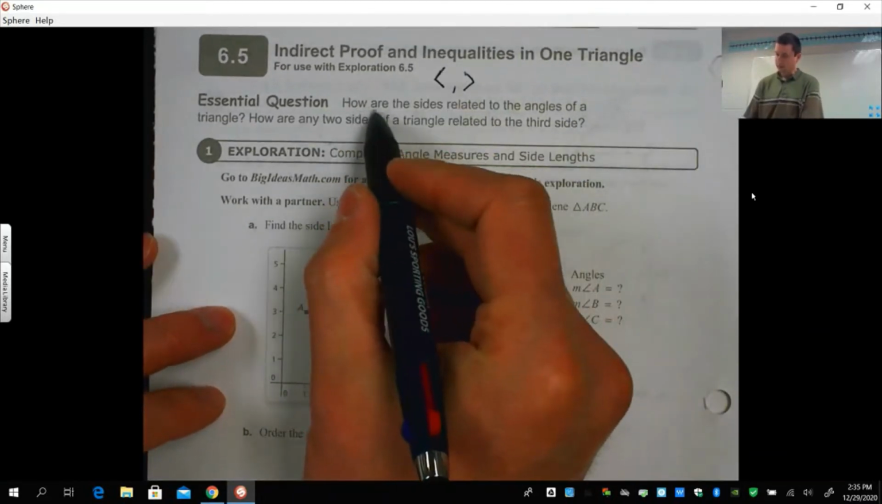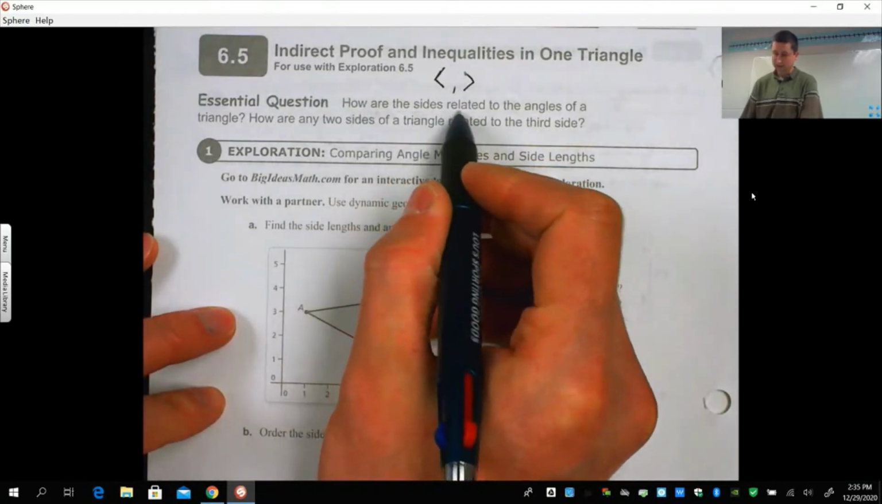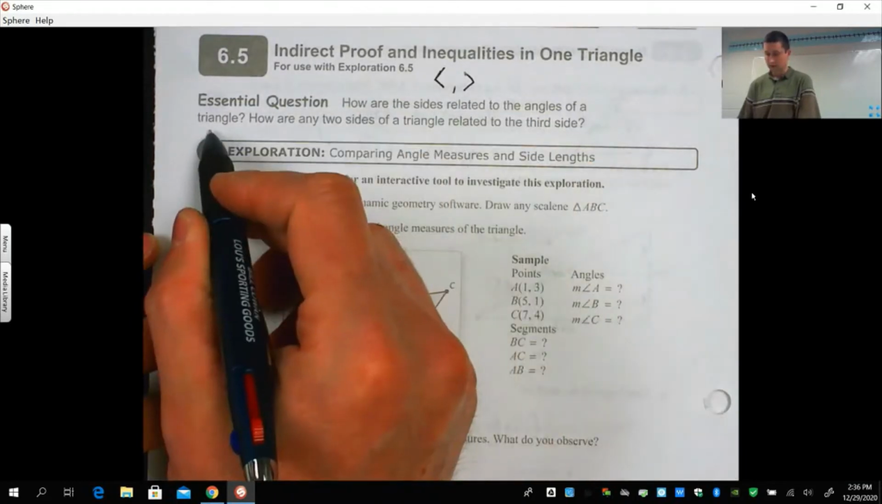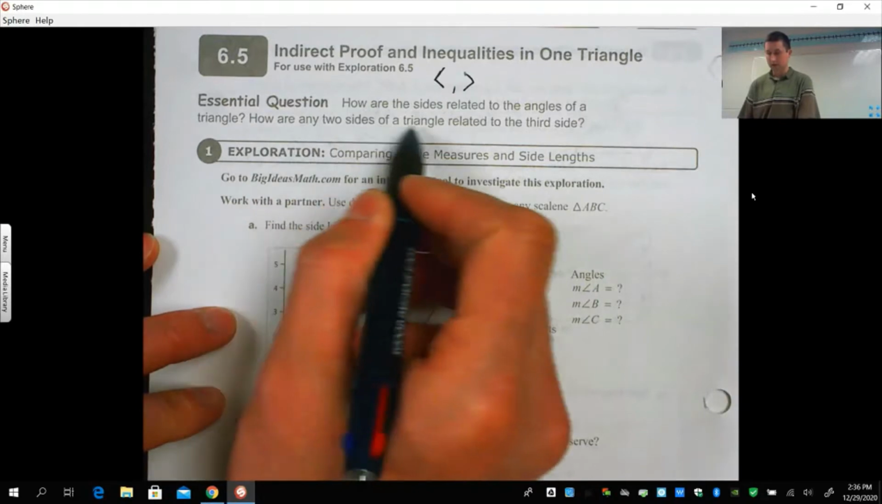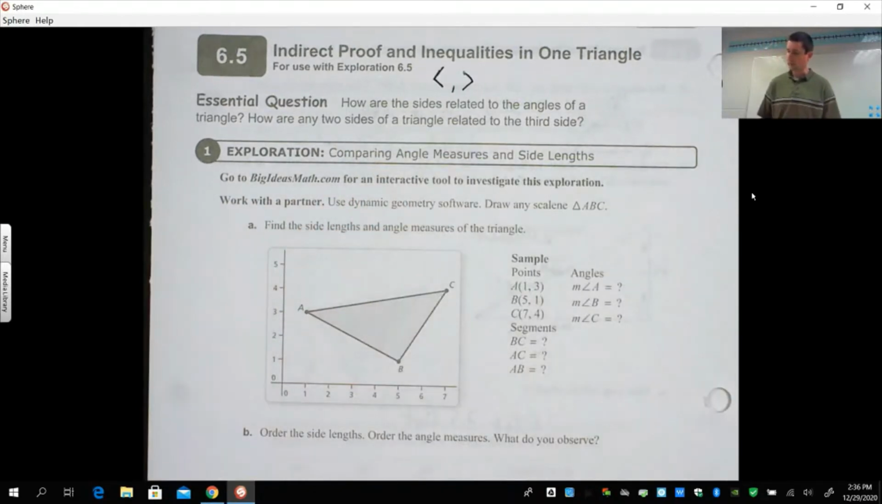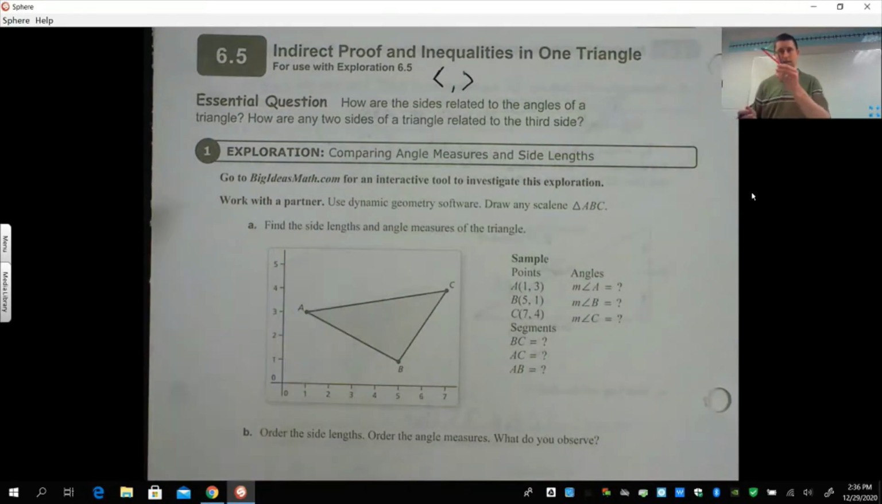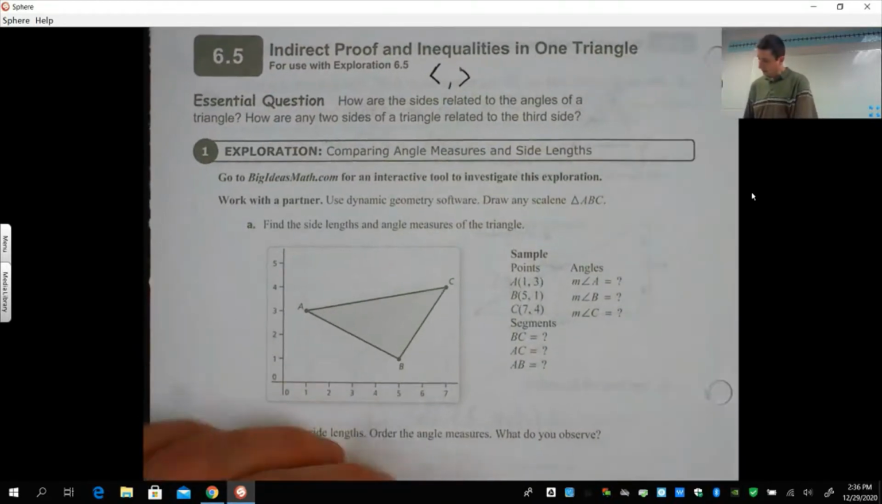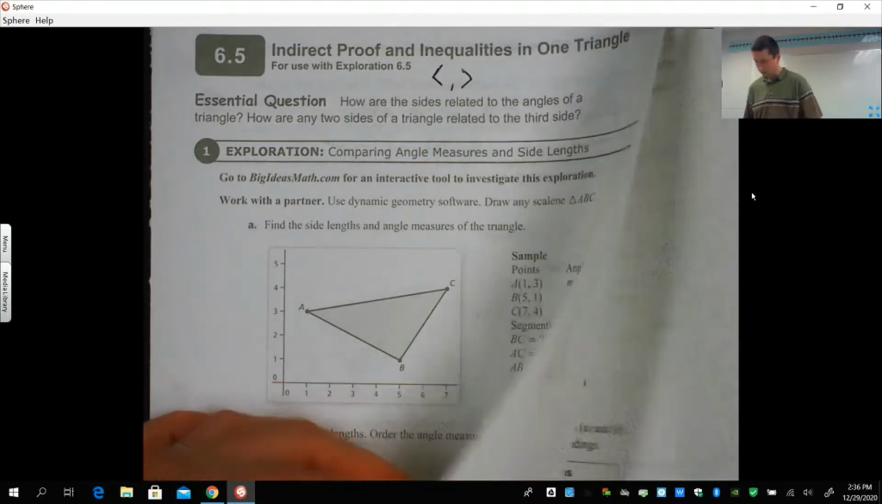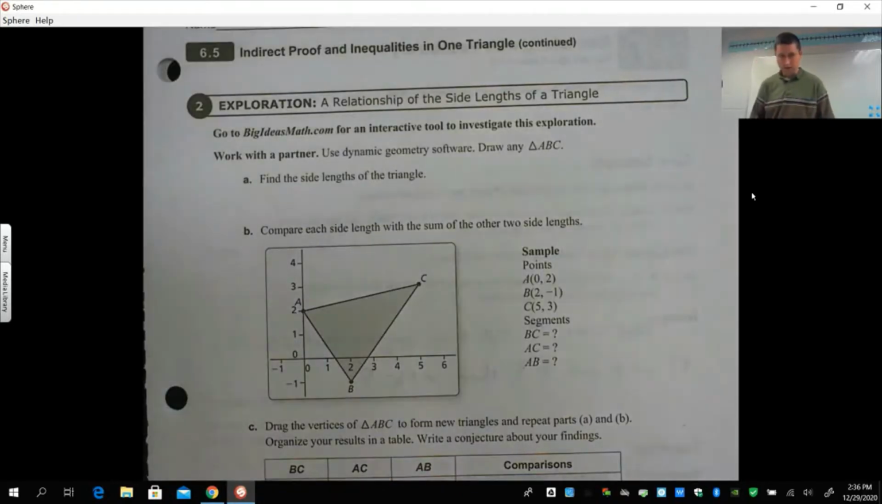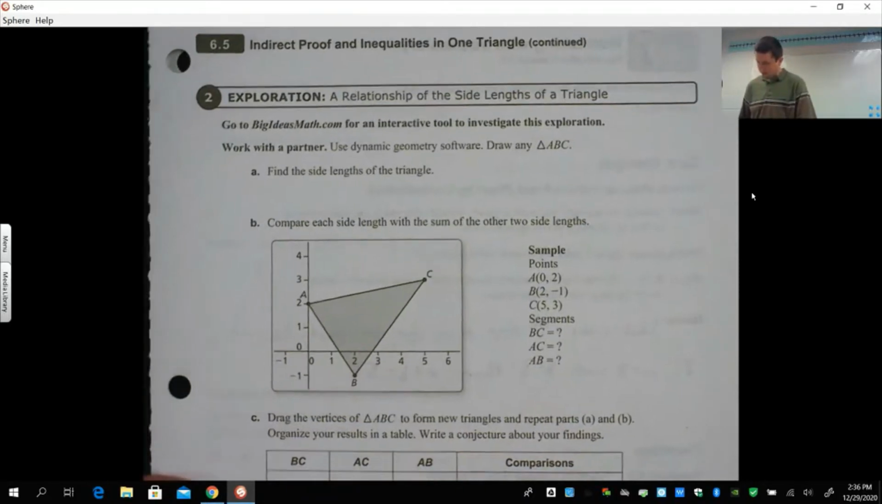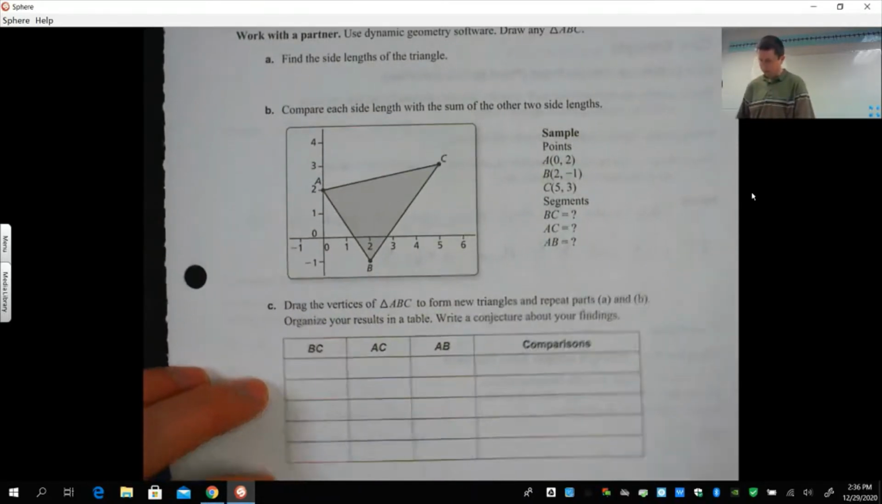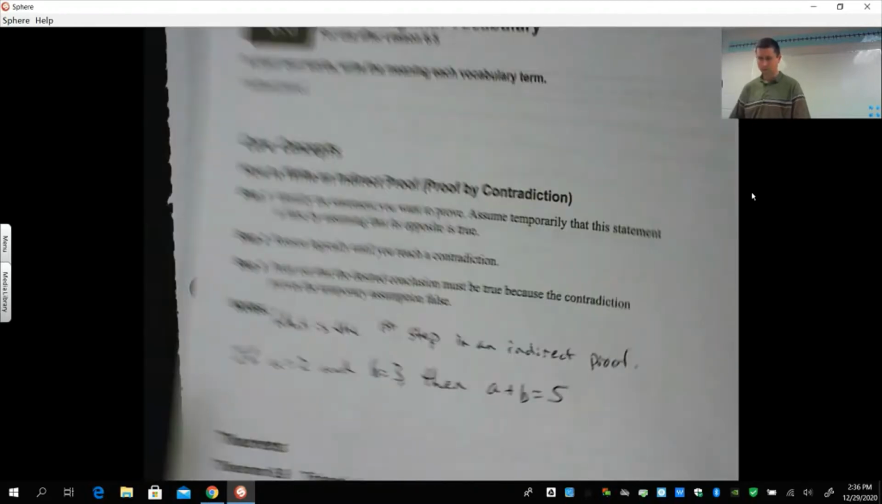But here are the essential questions. How are the sides related to the angles of a triangle, and how are any two sides of a triangle related to the third side? And we'll look at some diagrams, and I've got the handy dandy little triangle pieces coming back here again as well. I think it starts with an indirect proof. We'll get through that first. We're not going to do any of the explorations here, that's from the previous lesson. That would explain it, but I think most of this you'll get pretty well.